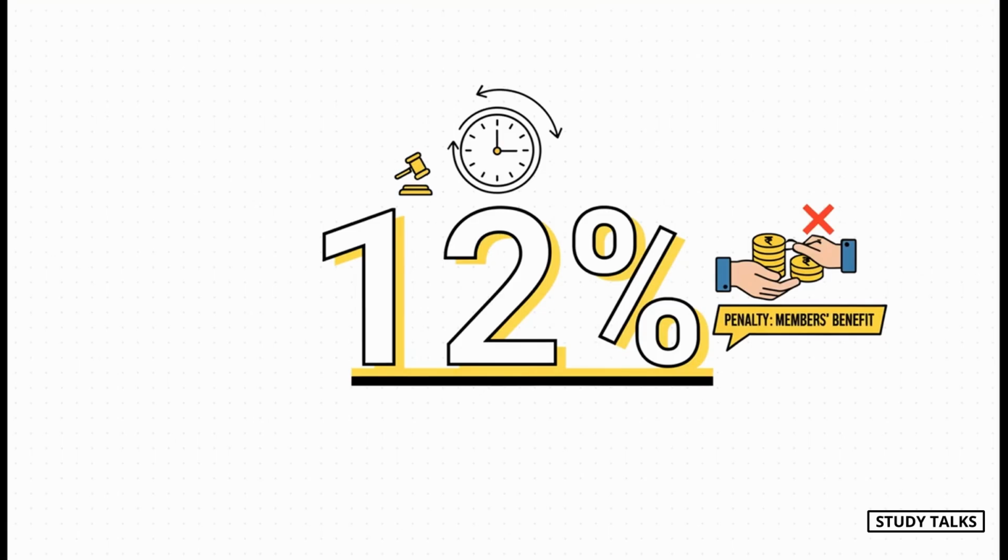Now, what if the company messes up? What if they don't transfer the money to that unpaid dividend account on time? Well, the penalty is pretty steep. The company has to pay interest on the amount they failed to transfer at a rate of 12% per year. And that interest actually goes to the benefit of the members. So yeah, the regulator does not take this deadline lightly at all.